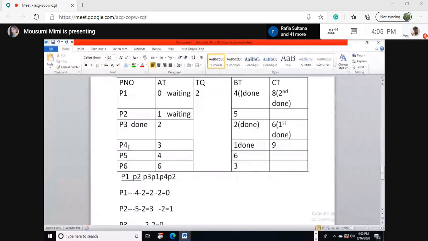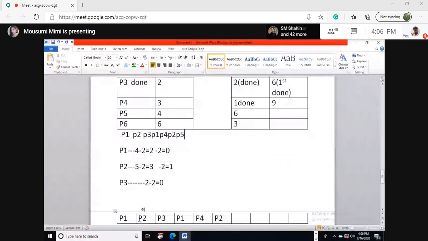Now between process 4, process 5 and process 6, process 5 came earlier, then process 6 came. So that's why at first I take process 5. Process 5 has 6 minus time quantum, which equals 4 tasks remaining for process 5. So I will place process 5 here.